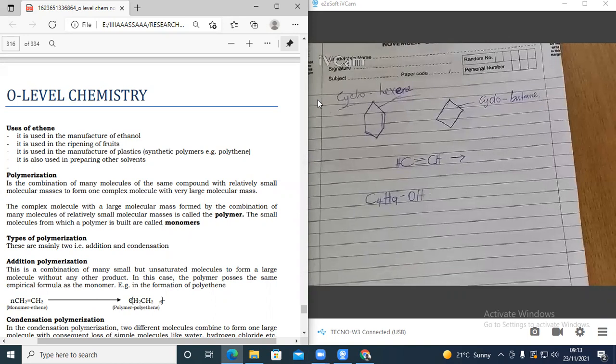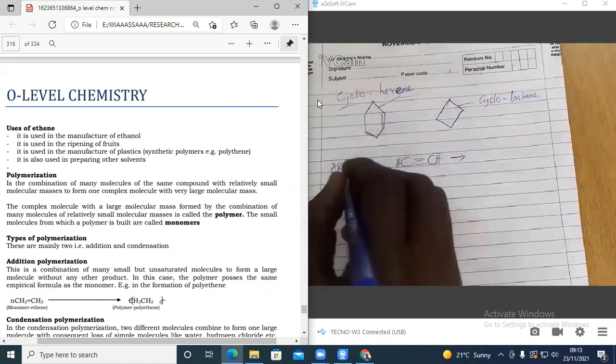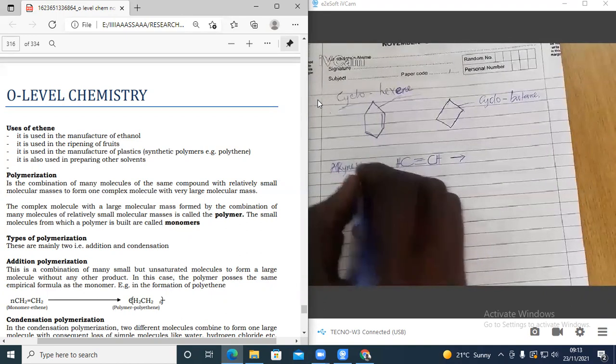It's a triple bond. What's the name of an element with triple bonds? They are alkynes. So what does the name become?